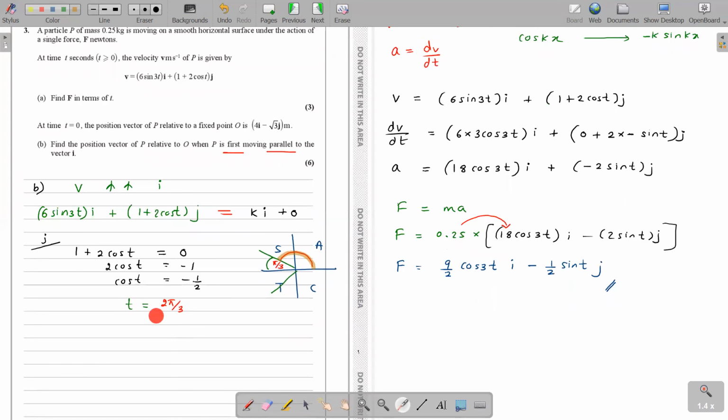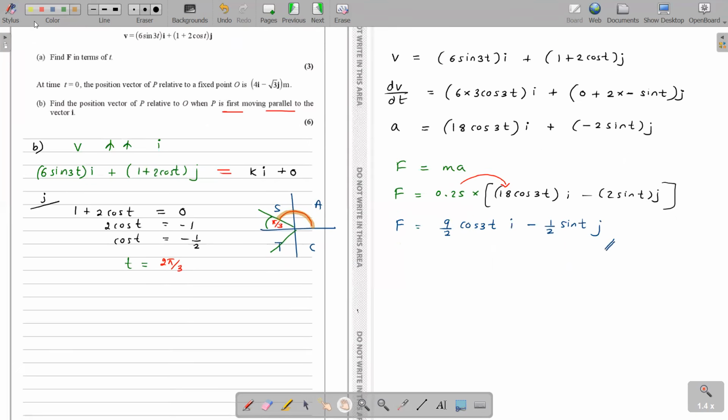Okay, what do I need? I have found the time when the particle is moving parallel to vector j. Are they asking us to find the time? Now they are asking us to find the position vector when it is moving parallel to j. If I want to find the position vector, what should I do? Take the velocity component and integrate.